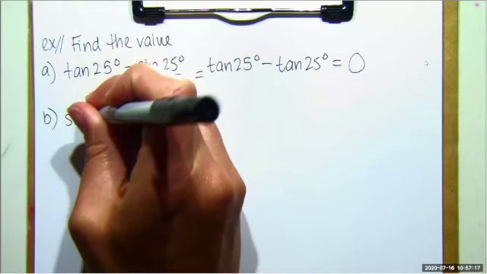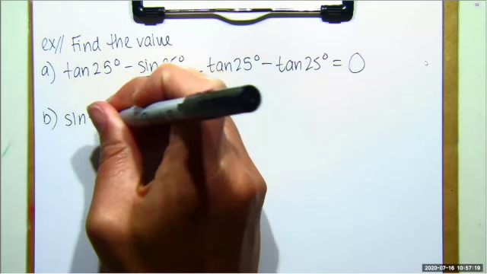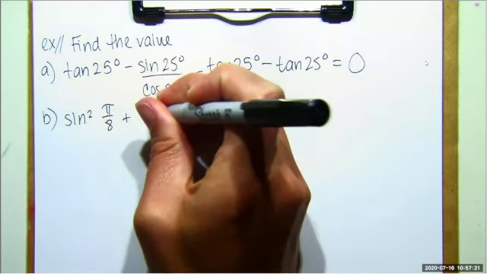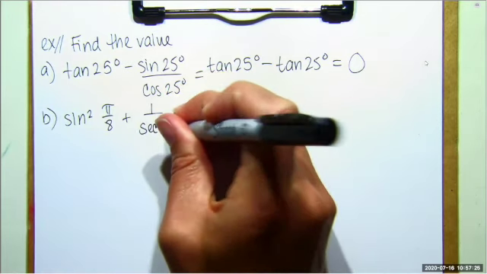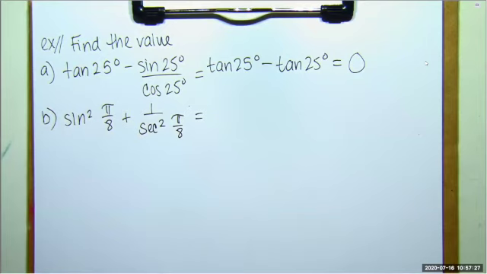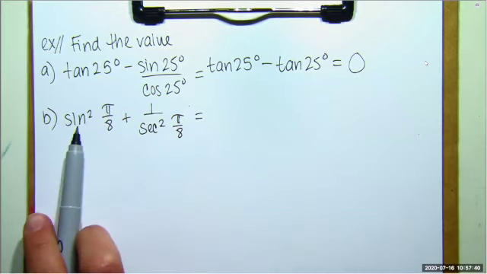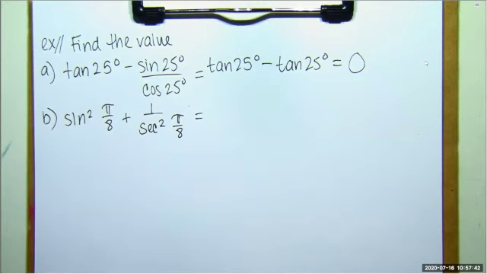How about sine squared of pi over 8 plus 1 over secant squared of pi over 8? So again, your first thought might be to actually evaluate these. Sine squared of pi over 8. Once you draw that angle in, you'll realize that's not one we know how to do by hand. So the next thing you should do is take a look at this. Whenever we have a sine squared or a cosine squared, you should think, that's probably going to be Pythagorean identity.